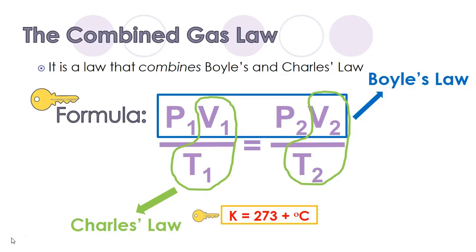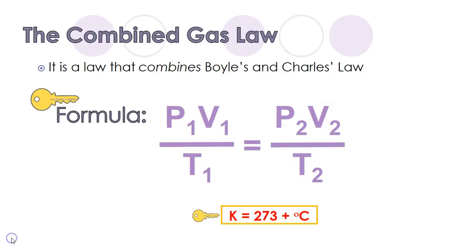Whenever we're using the combined gas law, we want to remember that our temperature always has to be in degrees Kelvin, and then we can do a little bit of algebra to solve for different variables. Once you take a look at the combined gas law, you can relate pressure, volume, and temperature together, and then you can solve for different variables that you need by combining Boyle's and Charles's law together.